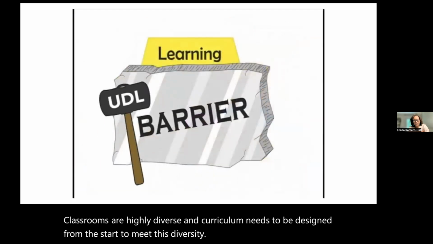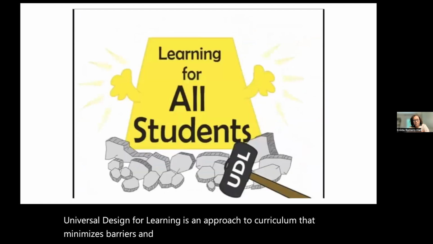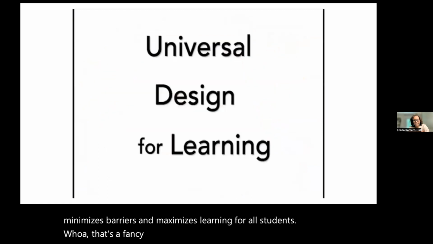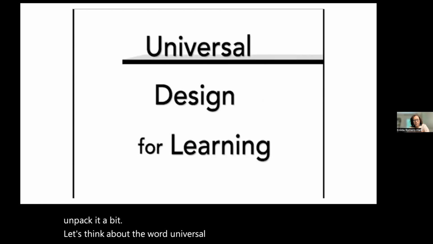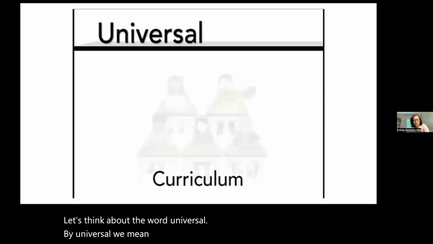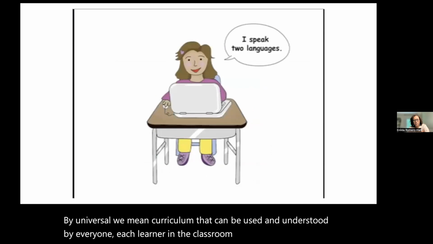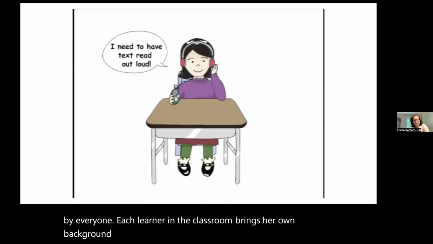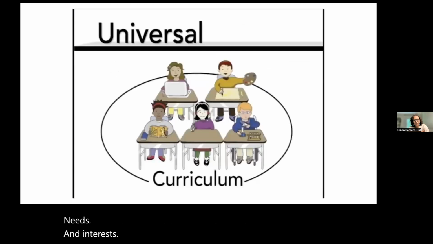Universal design for learning is an approach to curriculum that minimizes barriers and maximizes learning for all students. Whoa, that's a fancy term. Universal design for learning. Let's unpack it a bit. Let's think about the word universal. By universal, we mean curriculum that can be used and understood by everyone. Each learner in a classroom brings her own background, strengths, needs, and interests. Curriculum should provide genuine learning opportunities for each and every student.